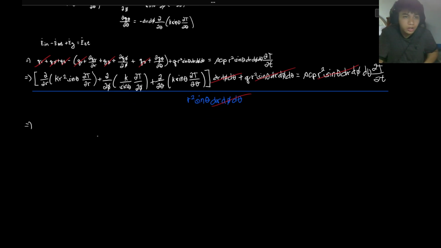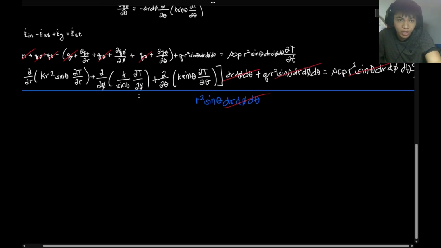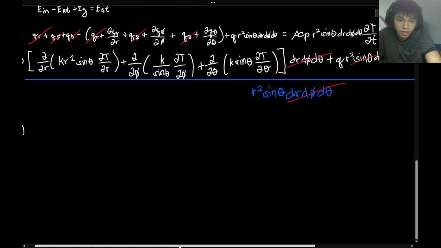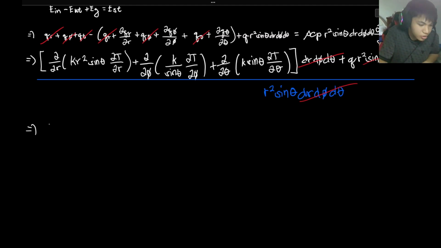Moving on, we distribute r squared sine theta as a fraction here, and then we can further simplify whatever we can cancel. So let's zoom in again. I have 1 over r squared sine theta. So, this is it. And then, we just copy this.